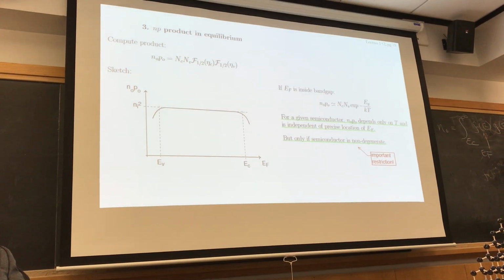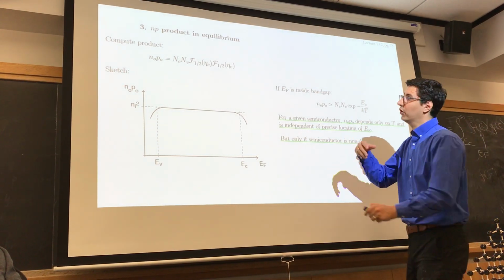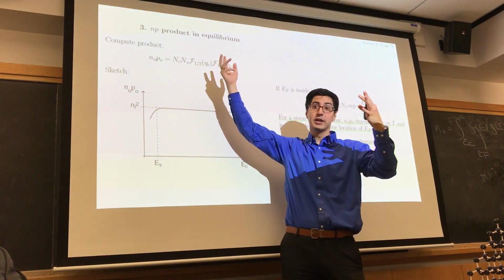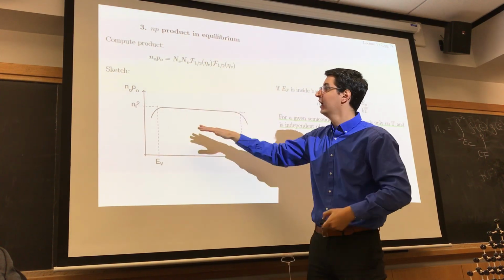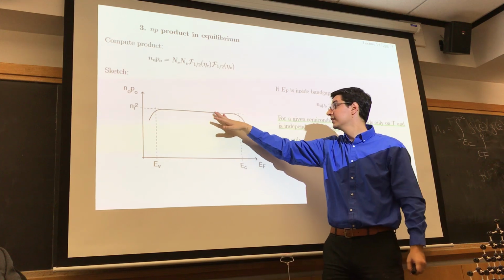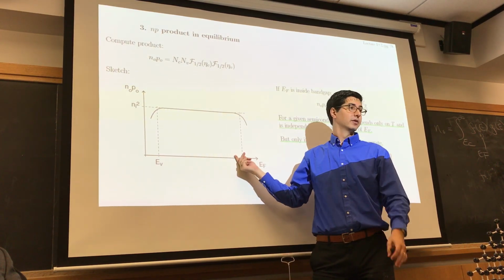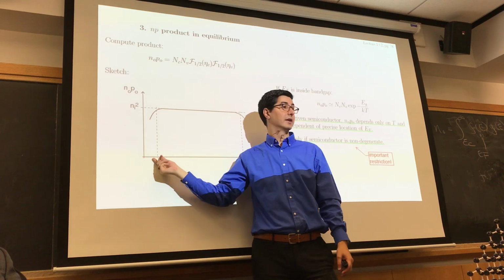I can compute this product, and here I'm doing it with the full expression, this F of a half. It's a special function, it's just when I'm doing full Fermi-Dirac statistics. This product is constant in the gap, as long as you're about 3 kT away from the band edges.